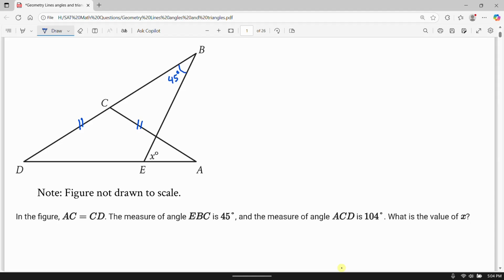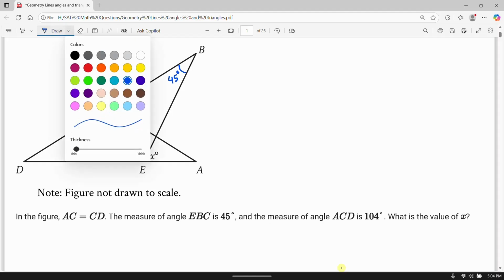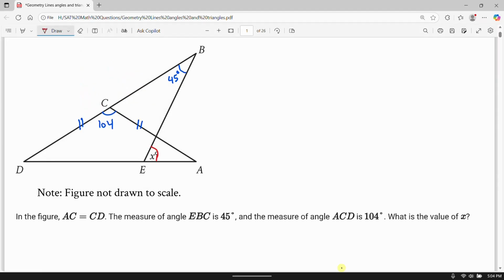First you need to mark or just write down everything that they give you. And the angle ACD is 104. What is the angle X? I'm going to use the mark right here. What's the angle X? So let's say the triangle.